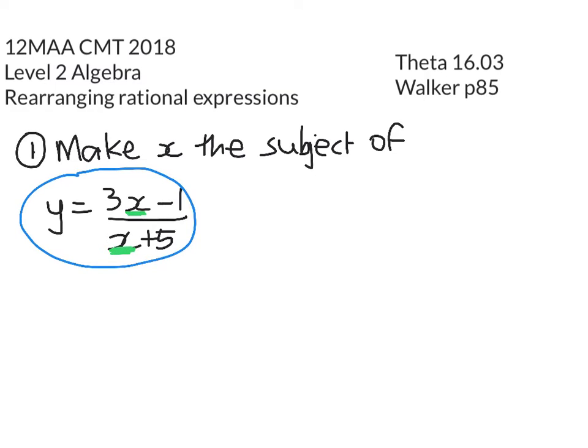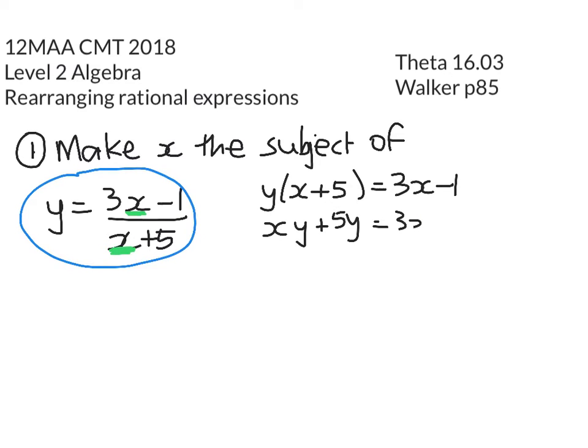So what we have to do is somehow get all of the x's together and all of the terms with nothing to do with x together. And we're going to do that by multiplying everything through by x plus 5. So we'll get y times (x plus 5) equals 3x minus 1. If we expand out the left-hand side, we have xy plus 5y equals 3x minus 1.